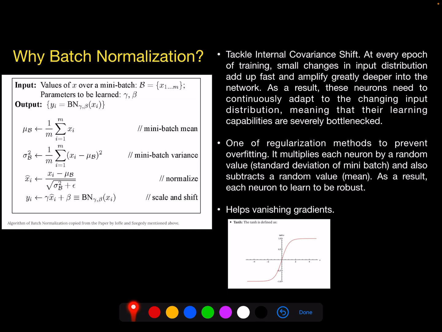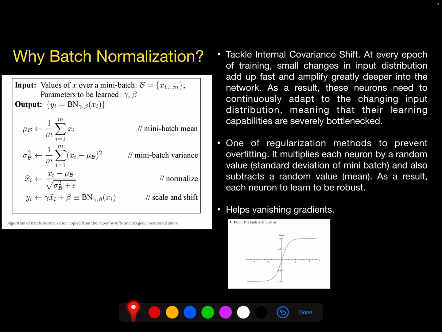Batch norm can also be seen as a regularization method to prevent overfitting, because it multiplies each neuron by randomness, from the variance and the samples. The randomness is the standardization of the mini batch and also the mean. As a result, each neuron has to learn to be robust to this noise.